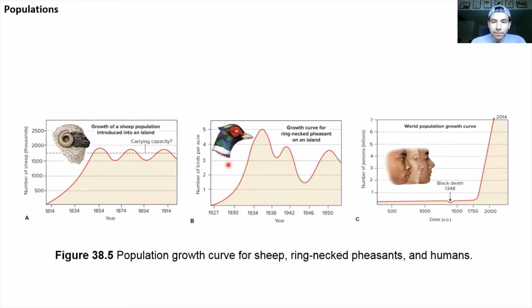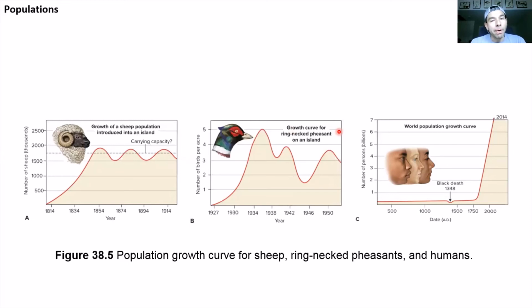When we look at the growth curve of this ring-necked pheasant also on an island, we see that there's exponential growth early on, and then that growth slows down until it comes to a halt, and then the population actually starts shrinking, and then it rebounds, and then it shrinks again. But what's going on? How come it didn't rebound all the way to that first peak? Same thing happened here. It rebounded, but why didn't it rebound to over here where the first peak was?